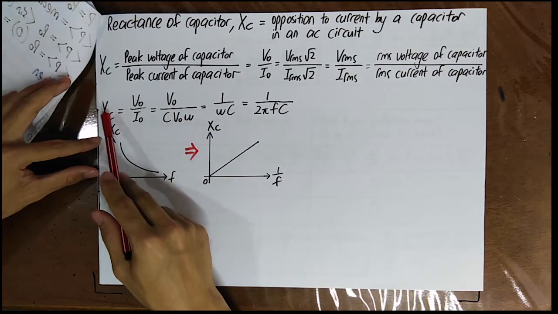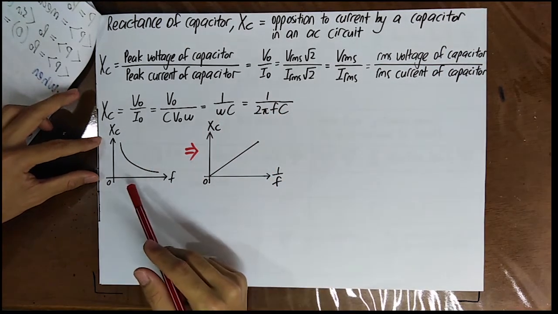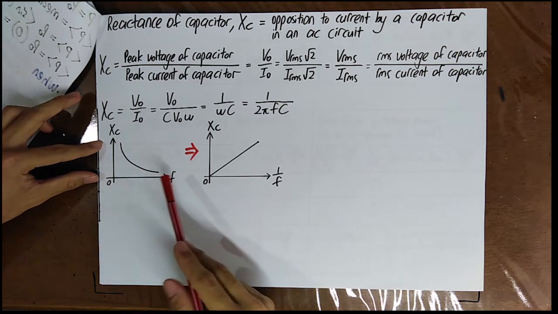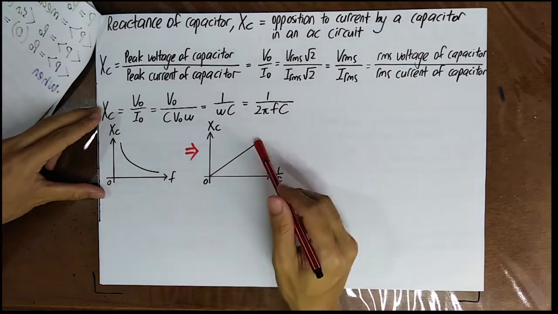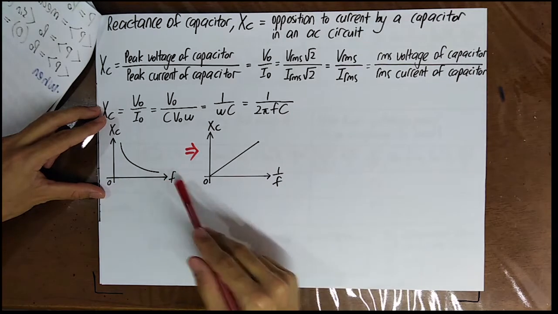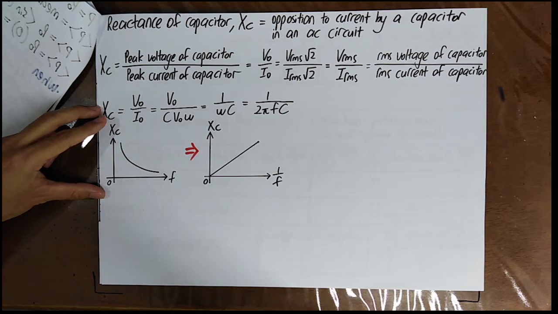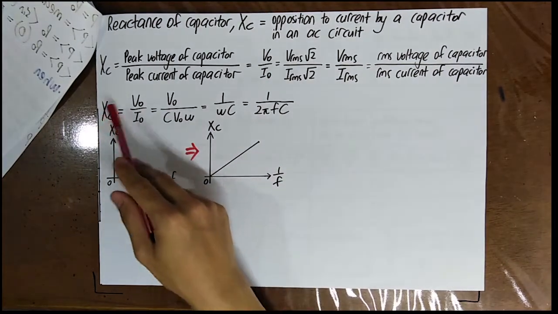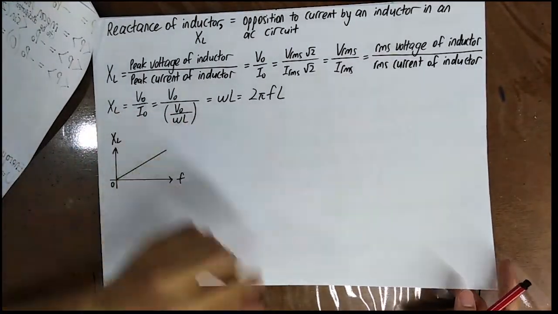Then you know that the reactance of capacitor equals 1 over omega C, which is 1 over 2 pi fC. So the reactance of capacitance is inversely proportional to the frequency of the alternating current. But sometimes we prefer to do a meaningful graph whereby you can get the gradient. Therefore, we change the f to 1 over f. Then you can get a straight line graph. So remember the formula for Xc equals 1 over 2 pi fC. The formula for XL is XL equals 2 pi fL.